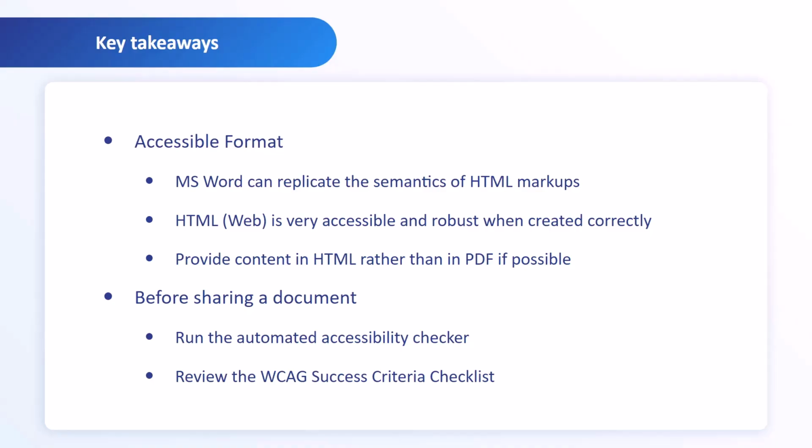The second key takeaway is before you share a document, run the automated accessibility checker that I showed you how to use, and review the WCAG success criteria checklist and make sure that you haven't forgotten any of those standards as you're working on the document, which will help ensure that it's easily understood by the widest variety of users.